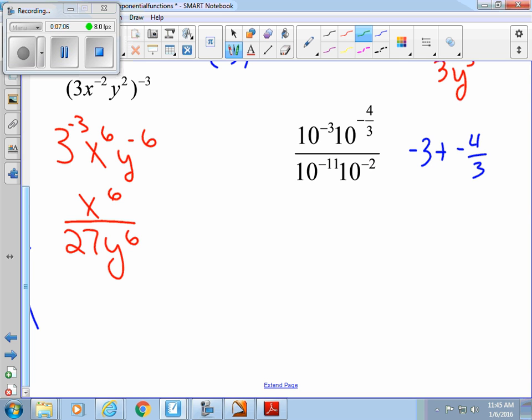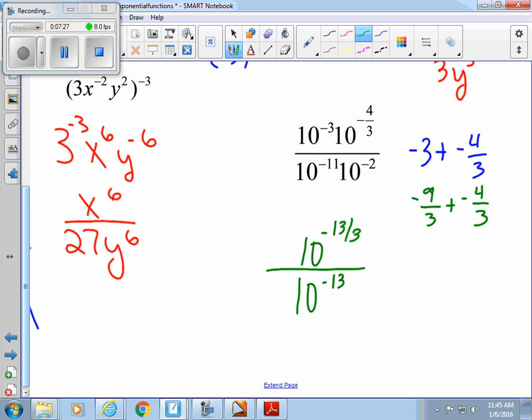Multiply by 3 on top and bottom, right? So I get negative 9 thirds plus negative 4 thirds, negative 13 thirds. So I get 10 to the negative 13 thirds, divided by 10 to the negative 13. And then I can subtract those.